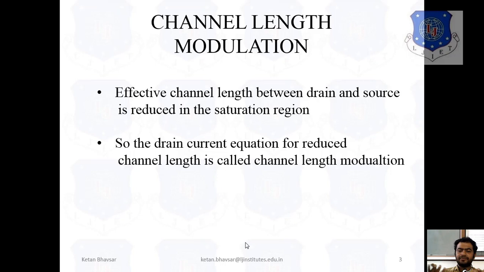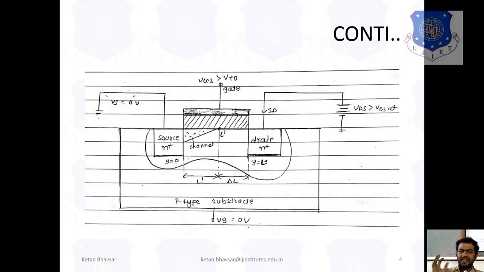So as you already know, we have three regions: linear, saturation and cutoff region. In saturation region, as we know, if VDS is increased more and more, if VDS is greater than or equal to VGS minus VTO, then the channel length starts reducing, and after some time it creates a pinch off point that we already saw in previous session. So the drain current equation for the reduced channel length is called channel length modulation. When the channel starts reducing, we have to calculate the drain current for that particular situation, and it's called channel length modulation.